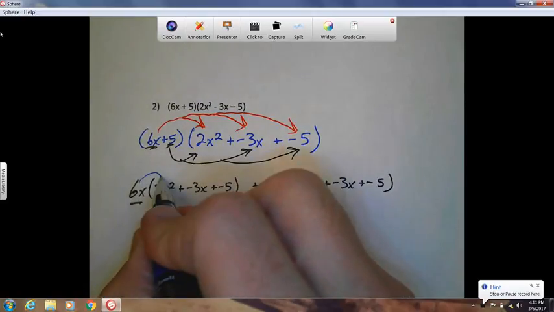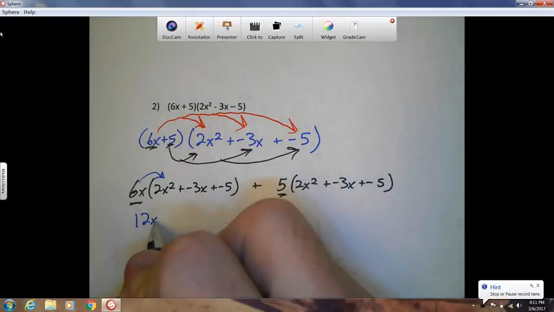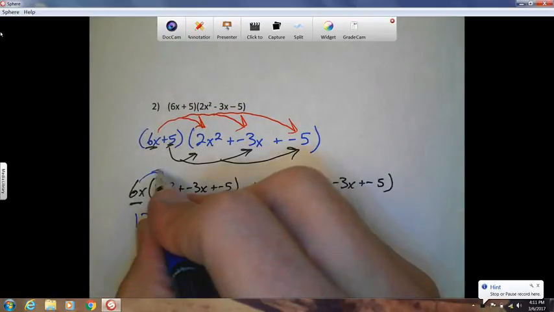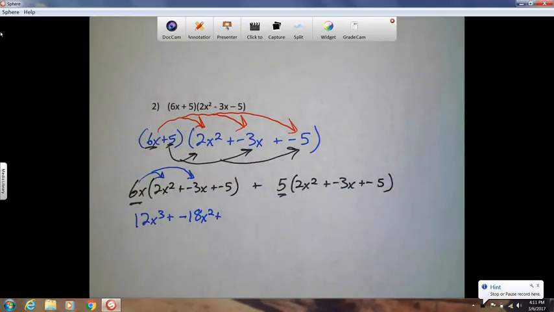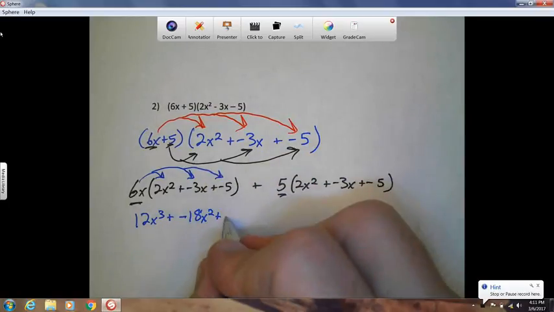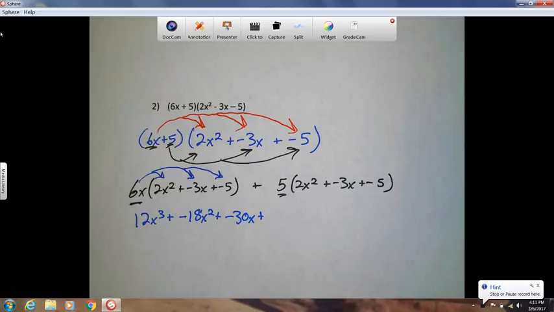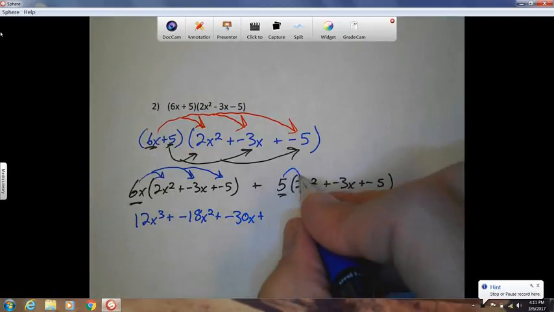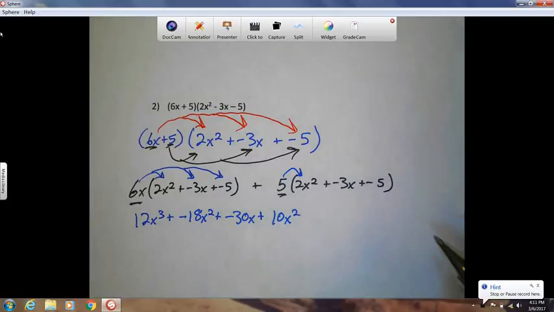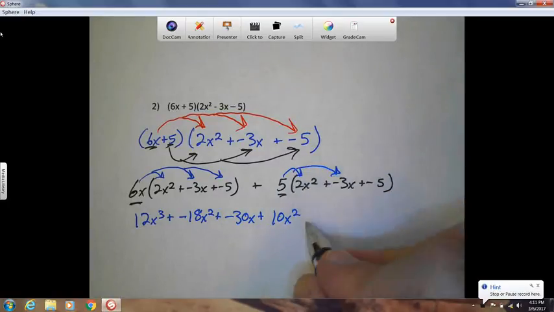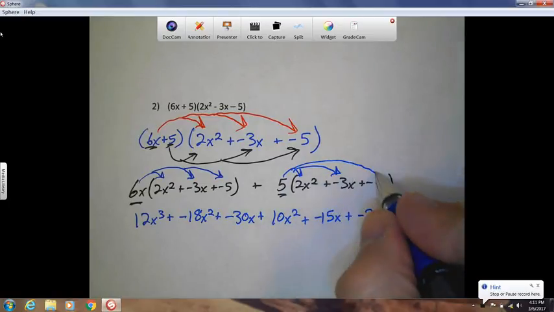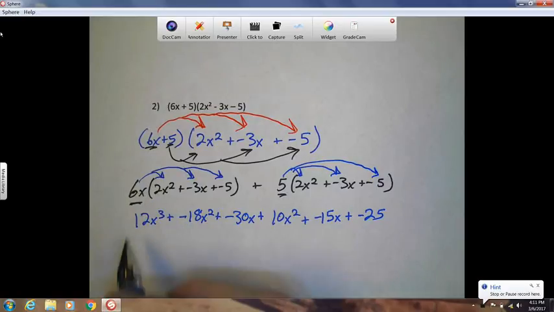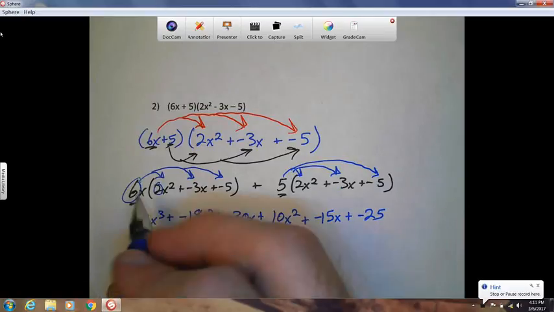So multiply those out. 12x to the third plus negative 18x squared plus negative 30x plus. So get in the habit of this. 10x squared negative 15x negative 25. So again, you're multiplying everything. You multiply coefficients, like 6 times 2 is 12. You're adding exponents. 1 plus 2 is 3.